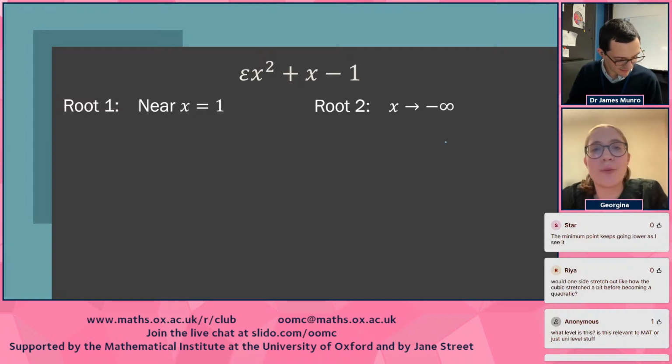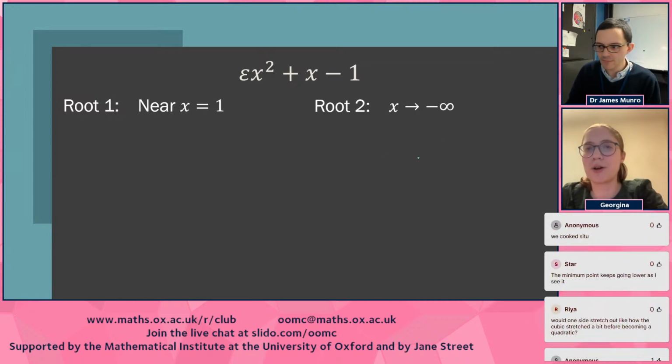So we know that we have one root that stays near x equals 1. And that makes sense because if we make epsilon equal to 0 and we just have our linear equation x minus 1 equals 0, that obviously has the root x equals 1. So that's what we're expecting our linear solution to be. It should move towards x equals 1. And then we saw that this other root goes to negative infinity. It's going to get really, really big as epsilon goes to 0.